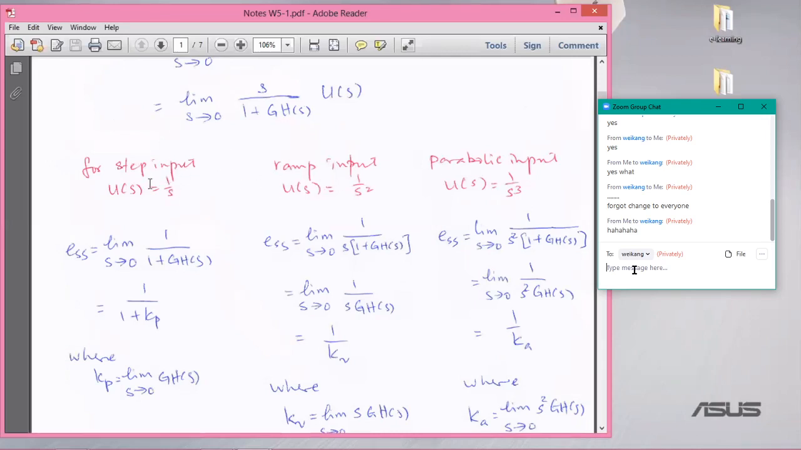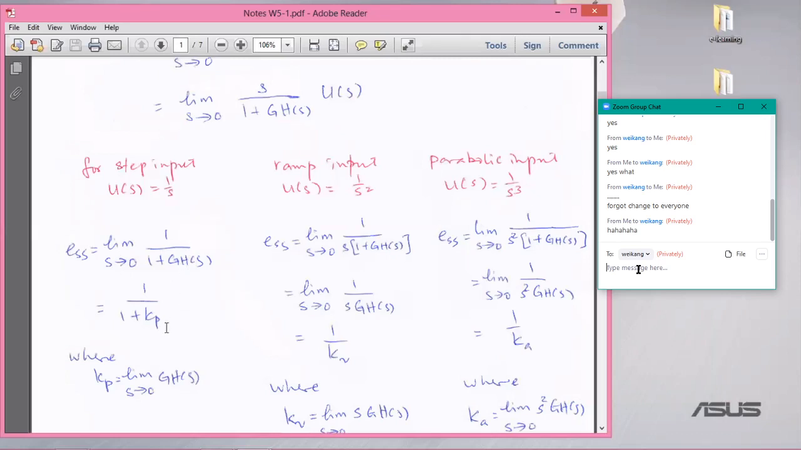And then we need to evaluate for each one of the inputs. All you have to do is substitute U of s inside this expression for steady state error, and go ahead and evaluate as s approaches 0. So here, let's take a look at the unit step input. U of s is equal to 1 over s. You put 1 over s here. There's s on top of it, so you can cancel. So s multiplied by 1 over s is going to go away. So you get 1 over 1 plus G H of s. So basically, when the input is unit step, this is your steady state error.